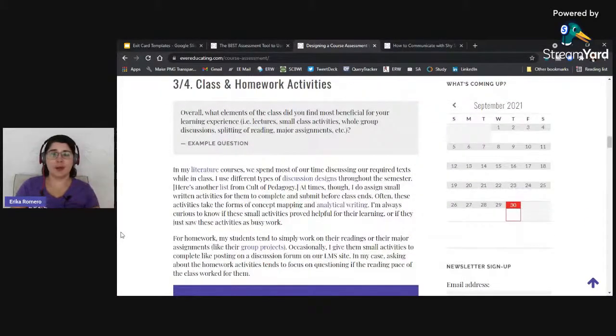Then you have classwork and homework activities, okay? So again, what elements of in-class activities do you find the most beneficial for your learning? What elements did you find the least beneficial, right? Same for homework. What did you actually find benefit in, and what do you think was superfluous, not needed?